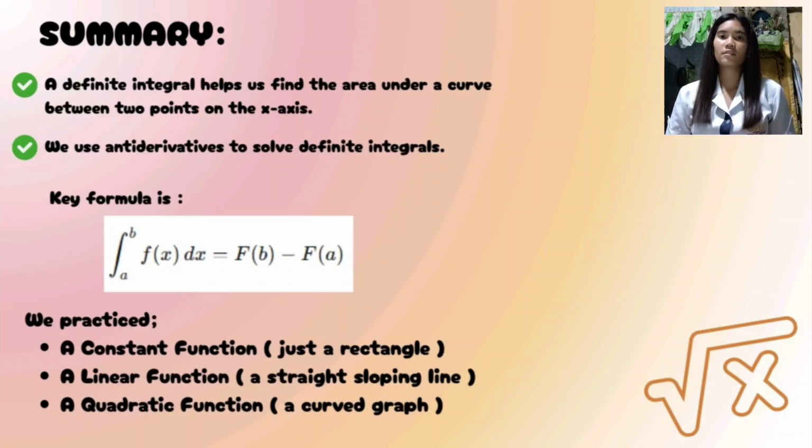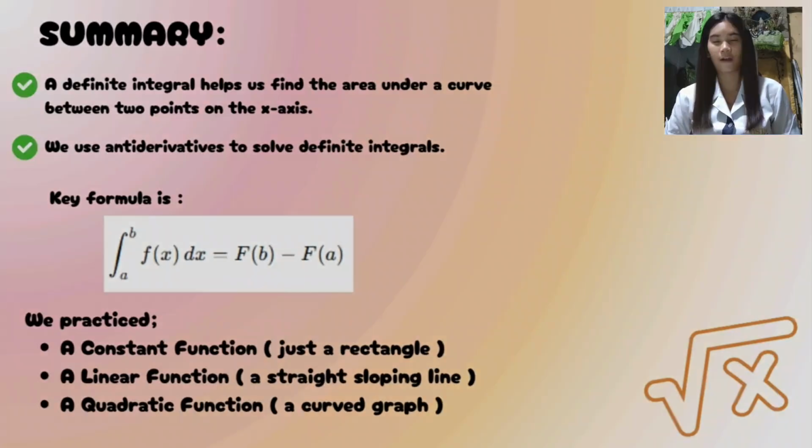So we practiced a constant function, which is a rectangle, and second one is a linear function, which is a straight sloping line. And lastly, a quadratic function, which is a curve graph.